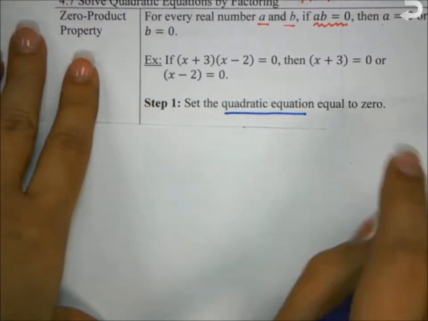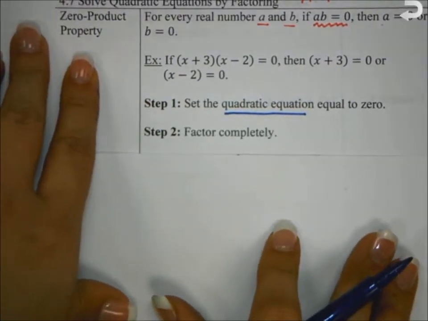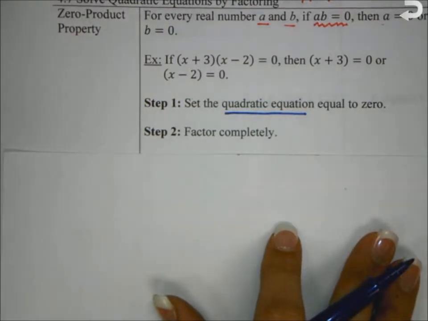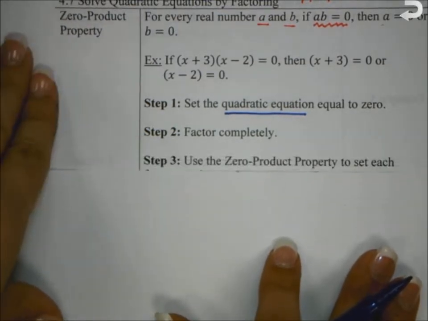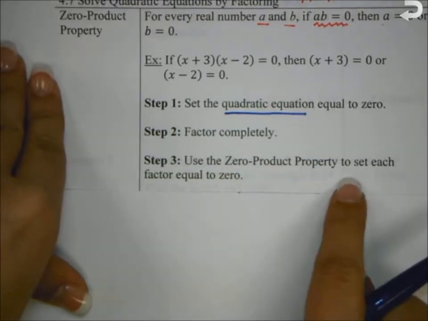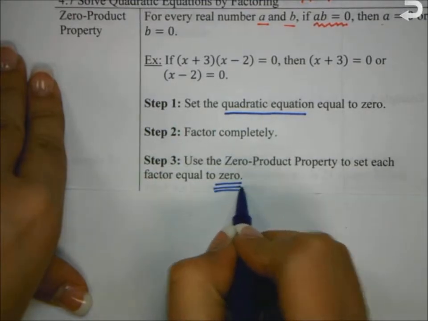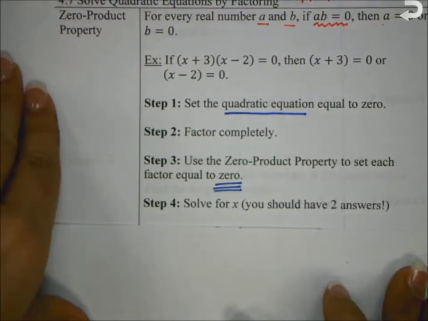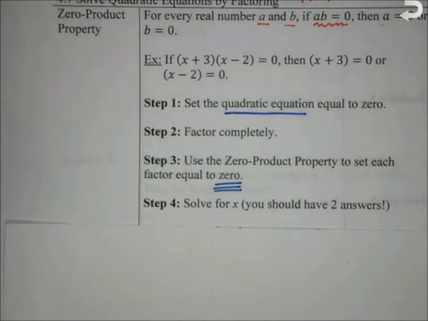Second step, we are going to factor that quadratic completely. So we need to make sure that all the GCF is out. We need to make sure that we did the diamond, or difference of two squares, or bottoms up. Okay? And then we're going to use the zero product property and set each factor equal to 0. And then step 4, for each of those, we're going to solve for x, and we should get 2 answers. Okay, so let's look at an example of this.